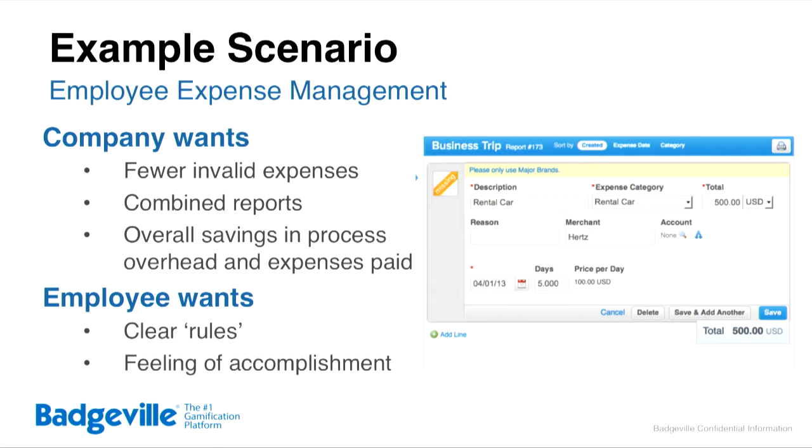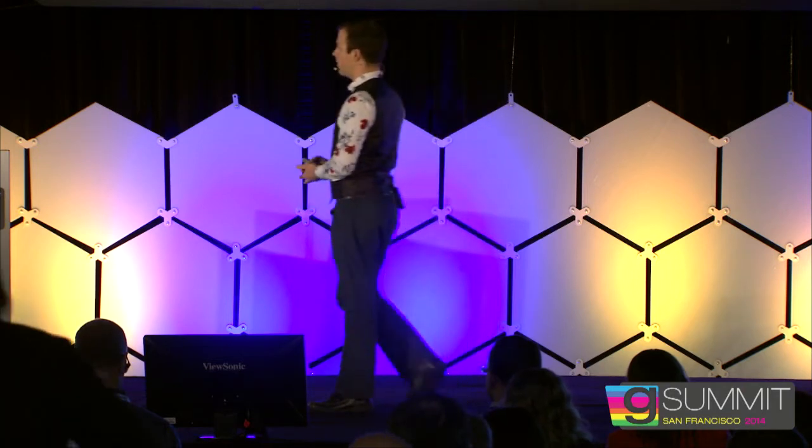So what does the employee want? Usually employees are willing to help out the company, but they need clear rules. They're not going to dedicate a lot of mental cycles to figuring out how they can squeeze a few pennies here and there to help the company out, particularly when we're talking about things like travel where they have to deal with the consequences of flying on a less desirable flight, for example.